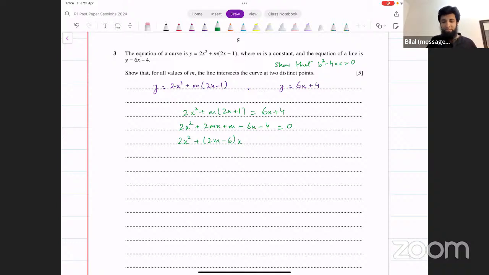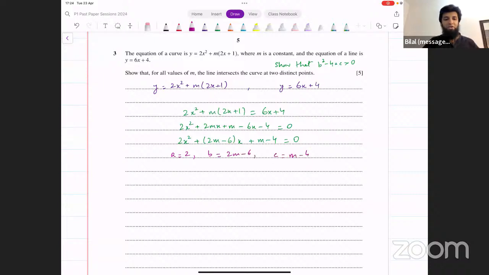So 2m minus 6 into x plus the constant. The constant terms are m and minus 4. So it becomes m minus 4 equals 0. This is what we get in the standard quadratic form, right? ax squared plus bx plus c form. And now we can say the value of a is 2, the value of b is 2m minus 6, and the value of c is m minus 4.